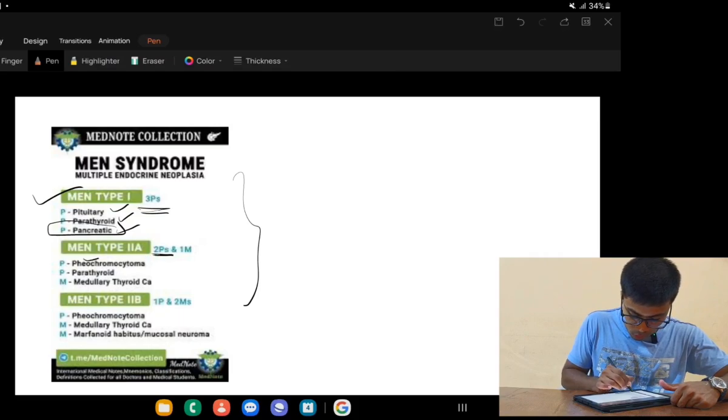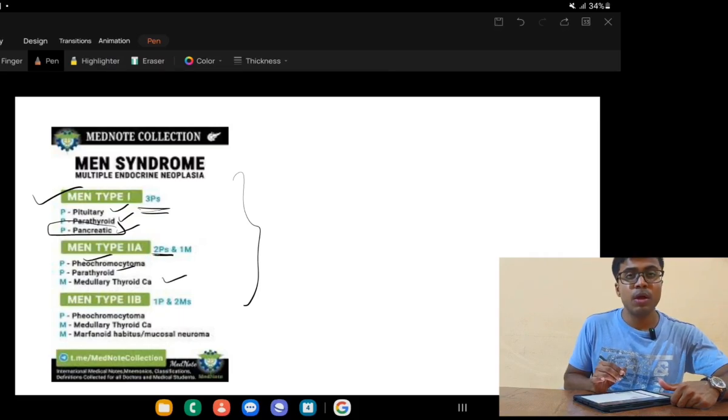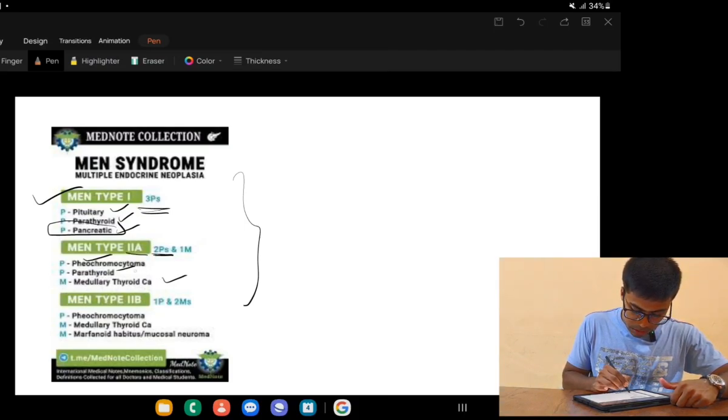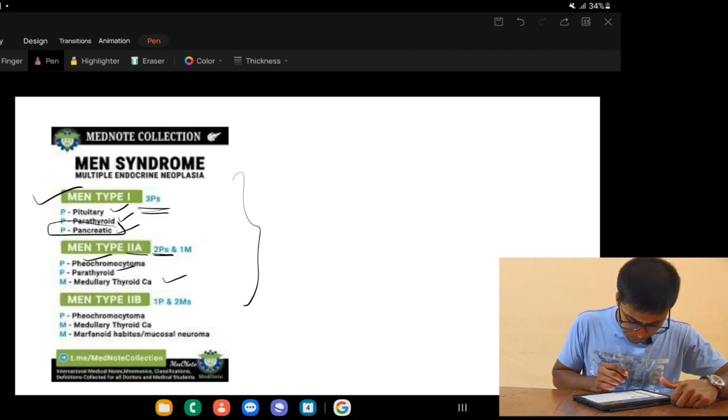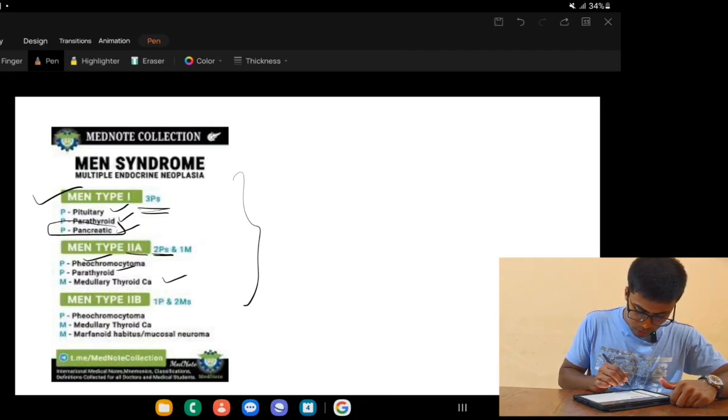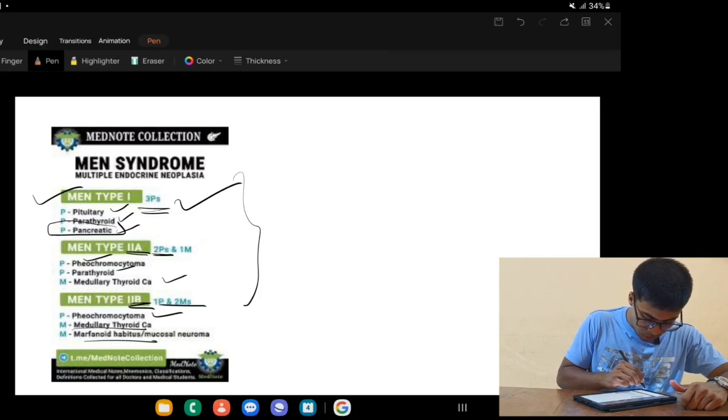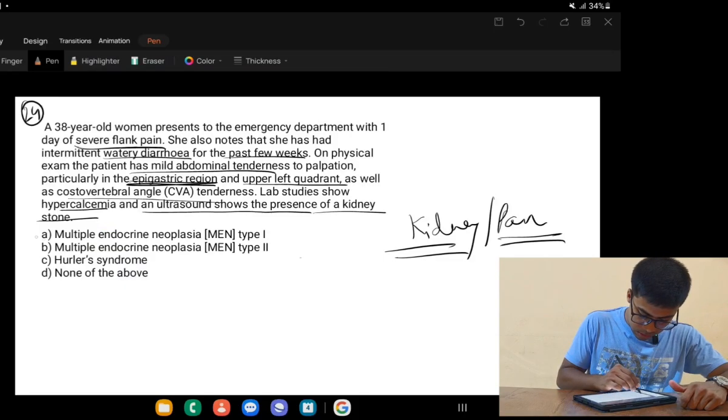MEN 2A has 2 P's, that is pheochromocytoma, parathyroid, and medullary thyroid cancer. In this question, there is no medullary thyroid cancer, so the probability of 2A goes down. Parathyroid-related findings are not given, and pheochromocytoma is not given, so this is ruled out. MEN type 2B has 1 P, pheochromocytoma, and medullary thyroid, with nothing related here. So I will go with multiple endocrine neoplasia type 1.